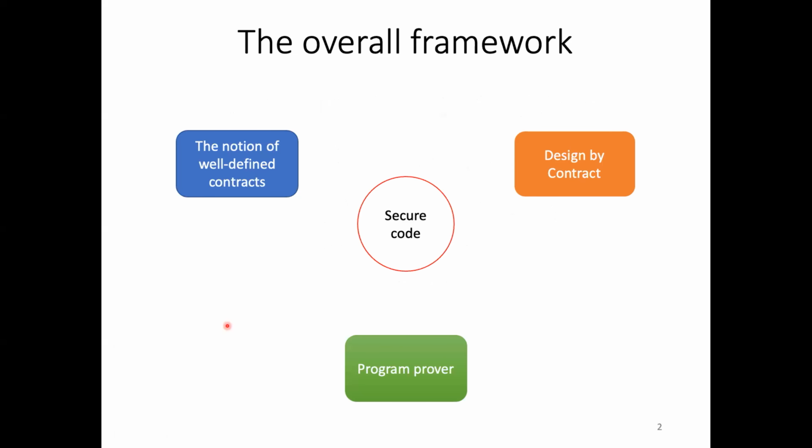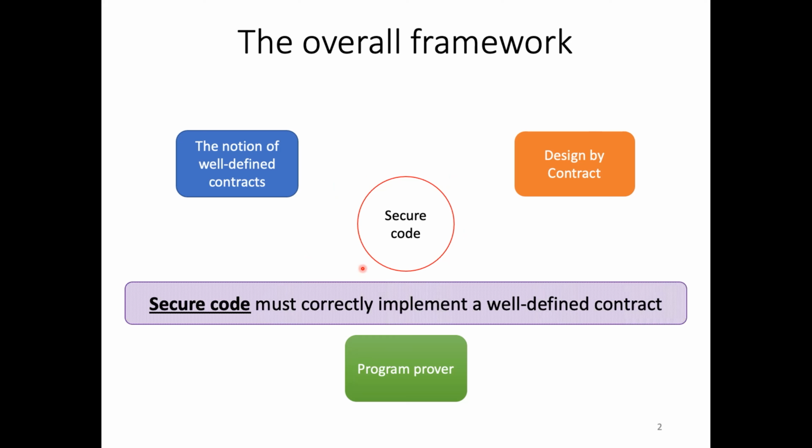The overall picture that I'm going to present today is synthesizing different notions: the notion of well-definedness applied to contracts. This notion comes from algebraic systems, and I combine it with the notion of design by contract and program proving to establish security of code equipped with contracts. The core idea is that secure code must correctly implement a well-defined contract. I will explain in detail what I mean by a well-defined contract.